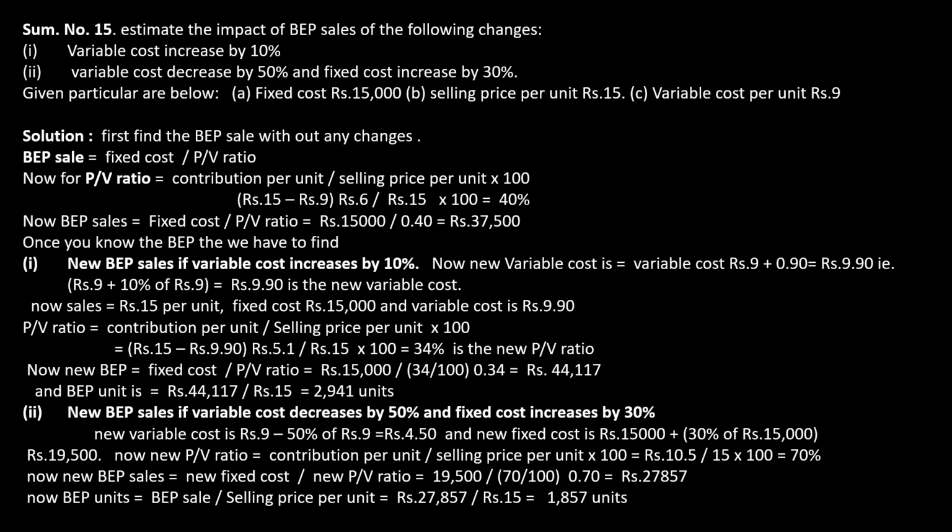And for this new PV ratio, my BEP will also change automatically. Fixed cost is not going to change. Any matter, fixed cost will be the same. The 15,000 rupees divided by 34% will give me rupees 44,117. That will be my new BEP sales.